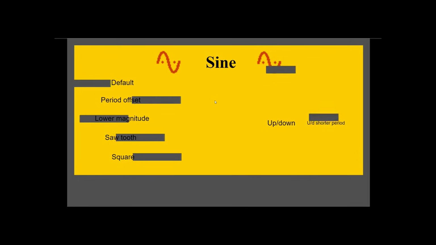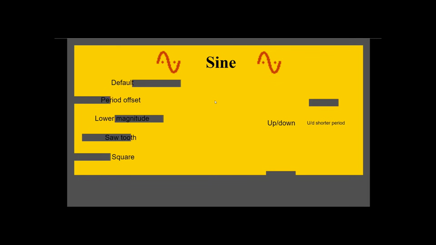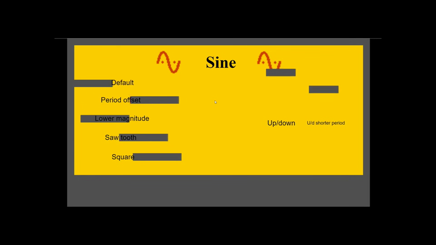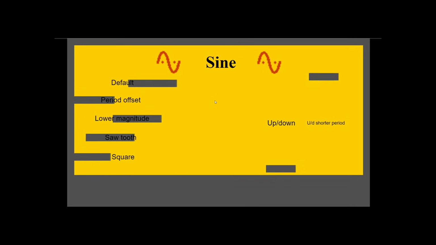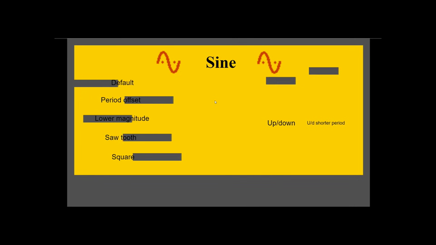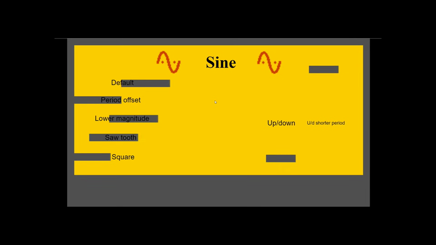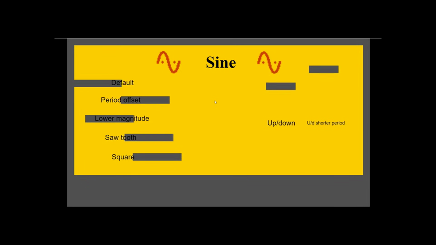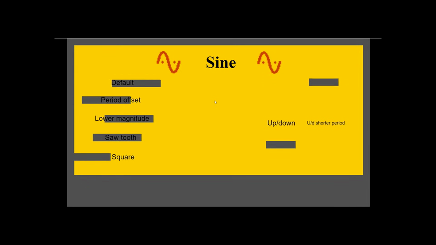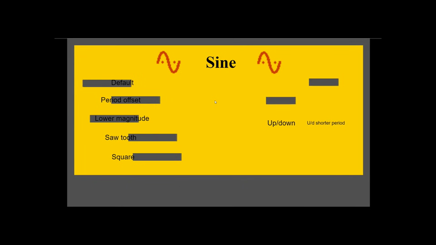In some of our property options, we've got something called a period offset, and this is what delay it is to the other platforms. So I've set this to half the time of the default one, which means the platforms move on opposites to each other. There's a property called magnitude, and this is the distance it's going to move. So a lower magnitude will move less distance.